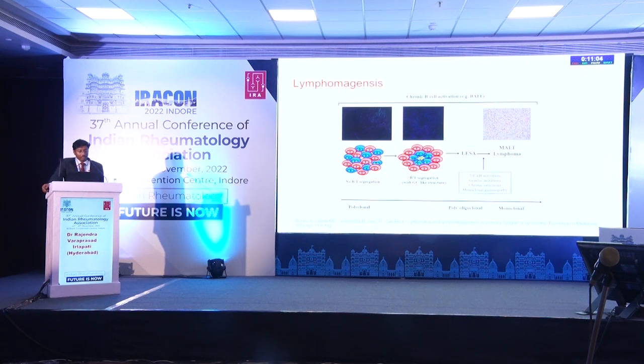This is a different depiction of the same mechanism. Initially there is predominantly T cell infiltration and B cells to a lesser extent. But as the disease progresses, the B cell proliferation increases, so they tend to arrange themselves like a germinal center. It finally leads to marked lymphomas, that is, mucosa associated lymphomas.